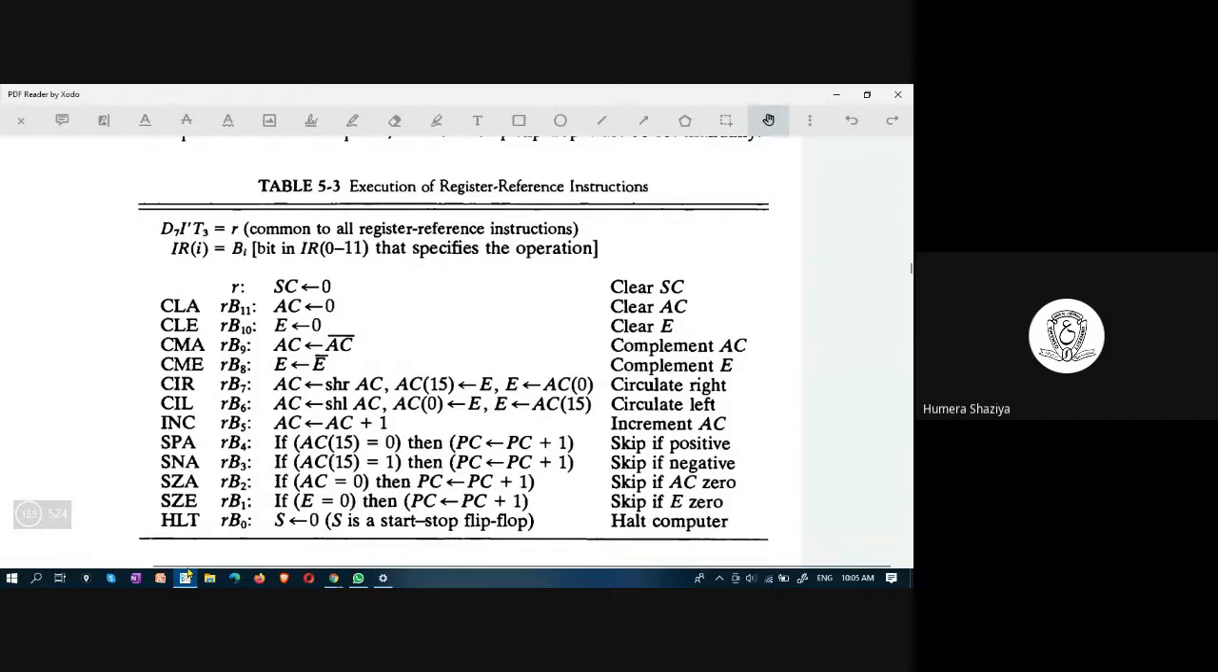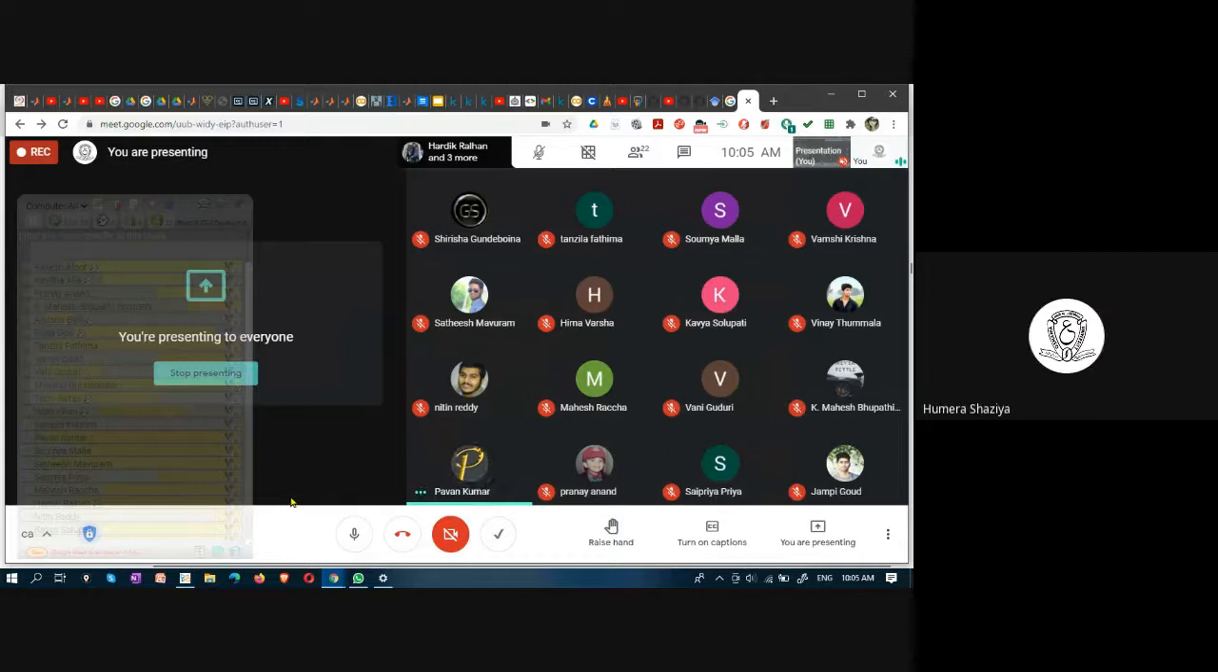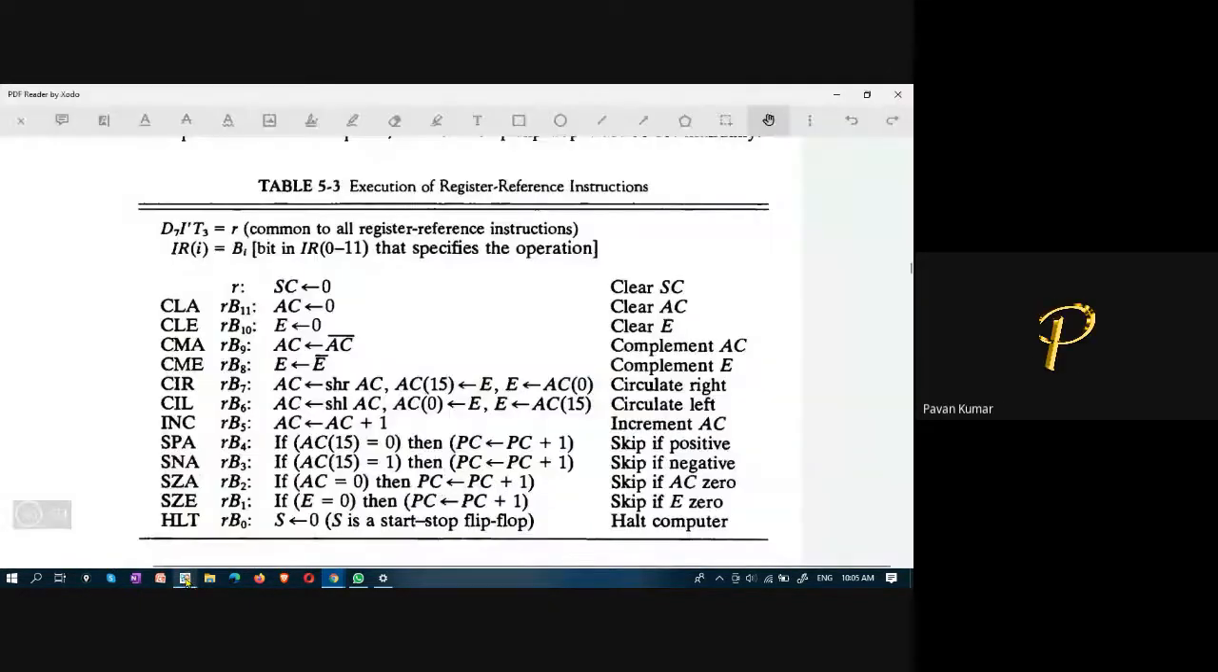How do you determine whether a number is negative or positive? If the sign bit is 0, then it is positive. If it is 1, then it is negative. Which bit is it? The 15th bit in the register. The 15th bit is known as the high order bit. On the left side you will have the low order bit and on the right side the high order bit.